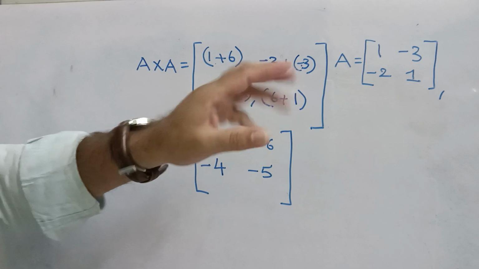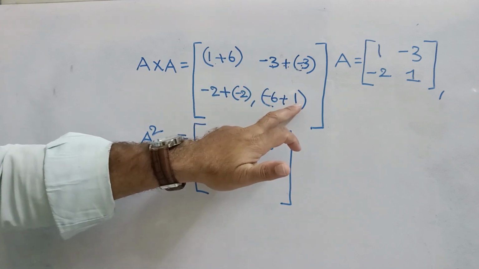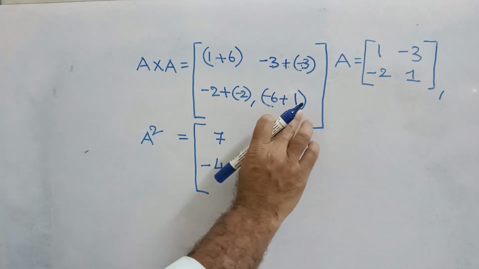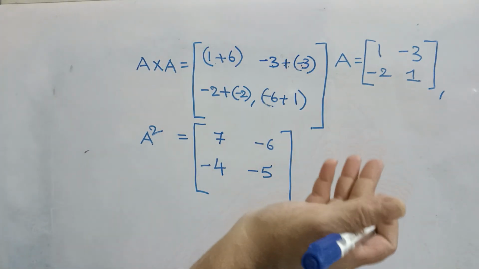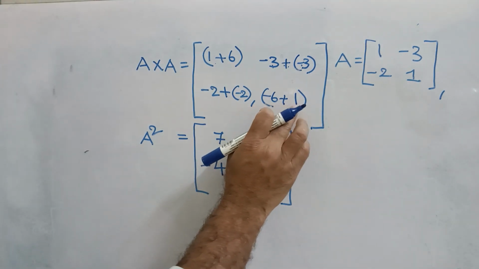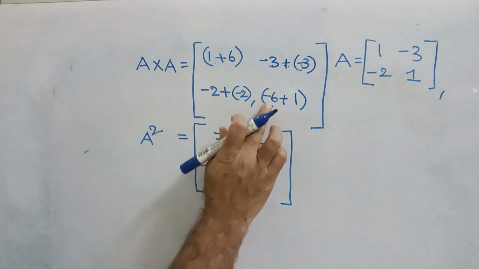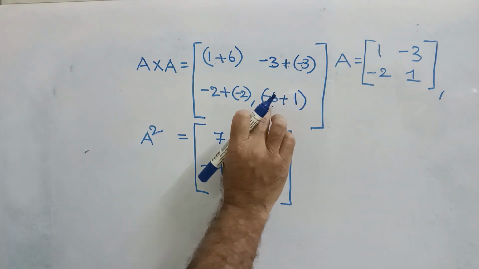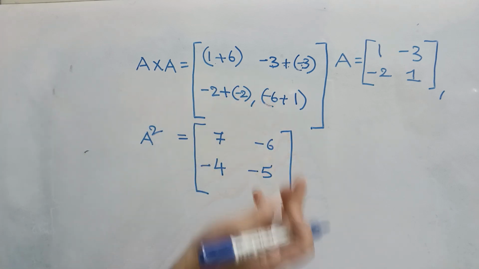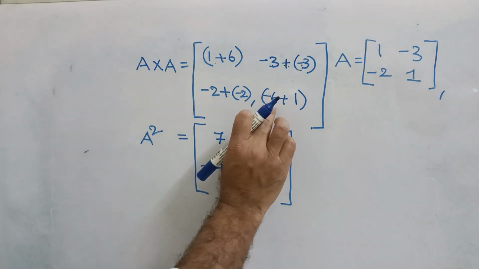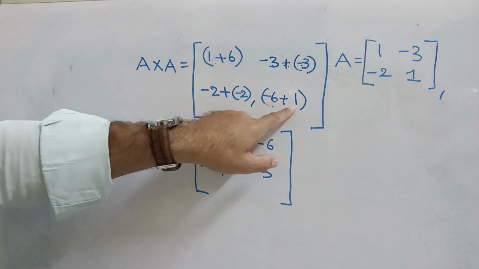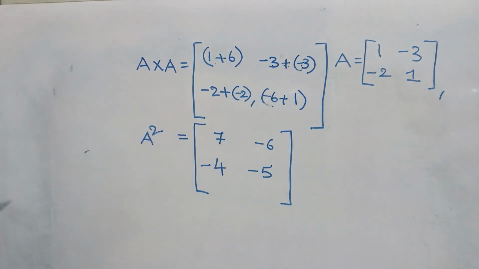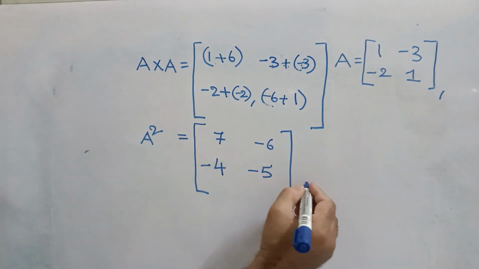Normally we consider the positive value, and from that positive value the negative value must be subtracted. But here the positive value is very small compared to 6, whereas 6 is the bigger one. Therefore, in this case, we subtract the smaller value from the bigger and put the sign of the bigger one. That is what I did here. Therefore, 6 minus 1, how much? 5. What is the sign of the bigger number? Minus. Therefore, minus 5 is the answer. So you got the A square value.